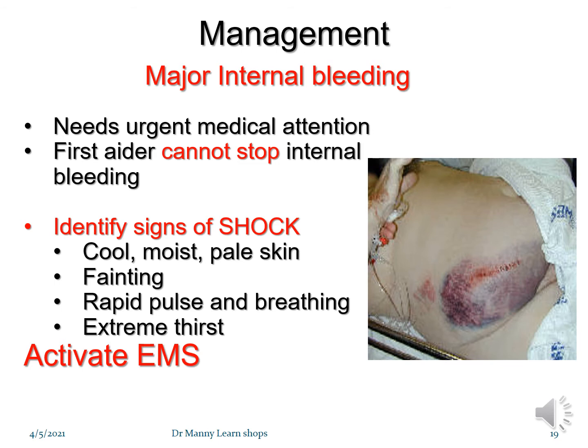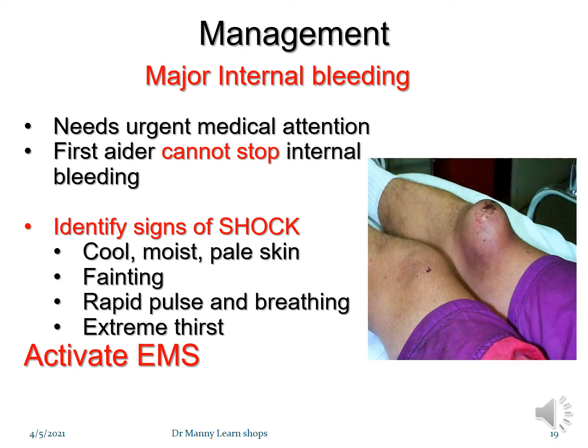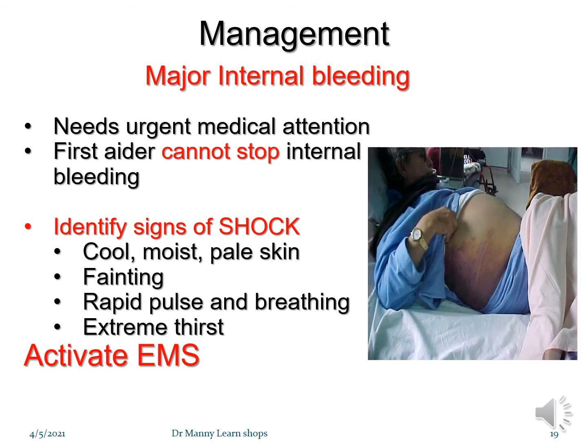Call the emergency medical service, 999 in Malaysia. You need advanced life support help and transfer to a hospital. Internal bleeding can be anywhere. It can be in your head, your chest, your abdomen. And as demonstrated there, look, you've got bleeding here into the knee, into the abdomen.